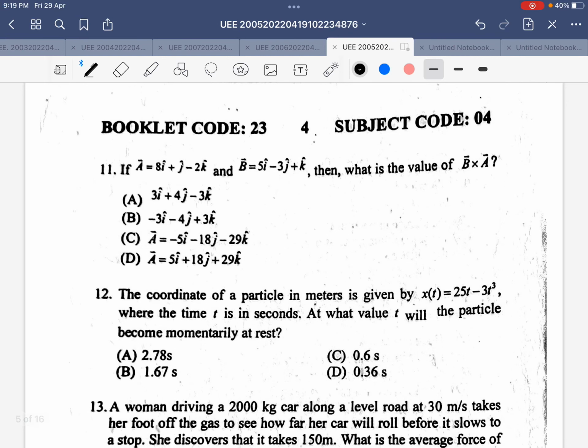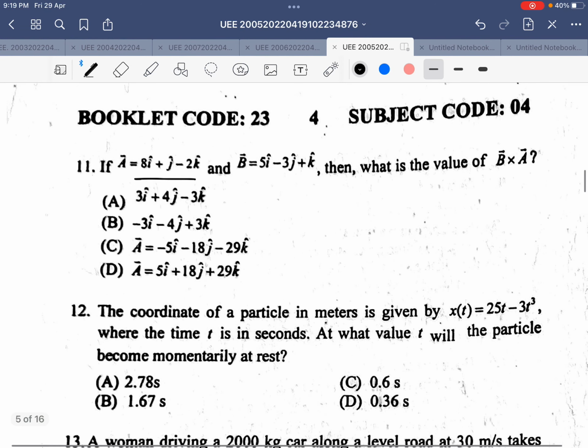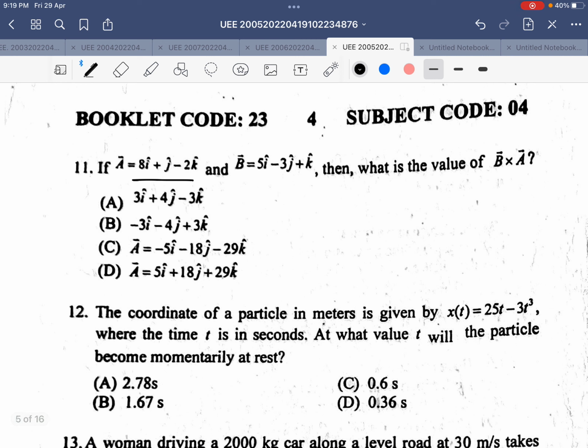Question number 11. Vector A is equal to 8i plus j minus 2k, and the vector B is equal to 5i minus 3j plus k. Then what is the value of B cross A? We are asked to calculate the value of B cross A. Let's use cross products. Take i, j and k, and this is B. What is B? 5i minus 3j plus k.